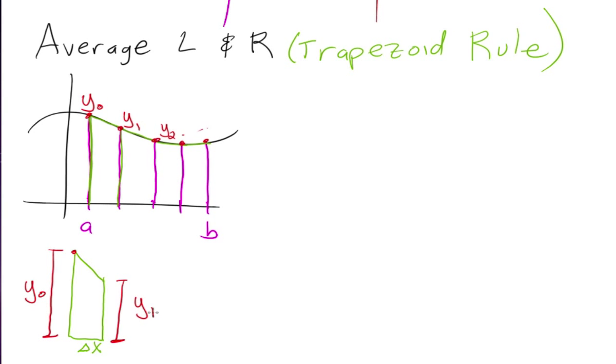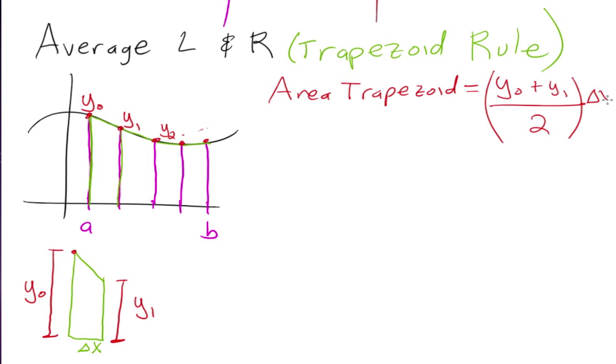Okay, so the area of one single trapezoid is equal to what? One half of y0 plus y1, times delta x. Yeah, so it's the width times the average of the two heights, right? In this case, it's y0 plus y1 over 2, and then that times delta x, right? Does that make sense? So this is this one single trapezoid, right?